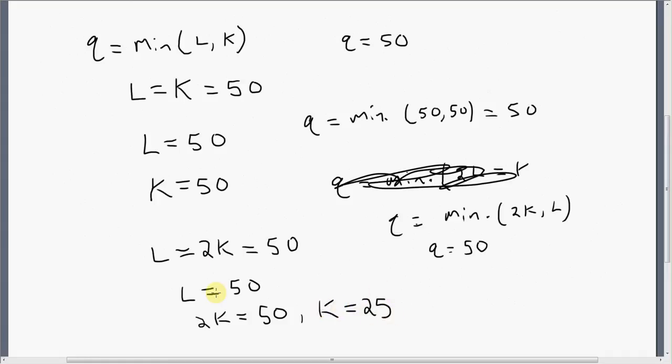Okay, so the optimal input mix here requires that the firm use twice as much labor as capital. So L is 50, K is 25. And I'm just illustrating this. I just want to point out that the optimal input mix doesn't always have to be 1-to-1. The optimal input mix could be hiring twice as much of one input over the other, like in this last example.